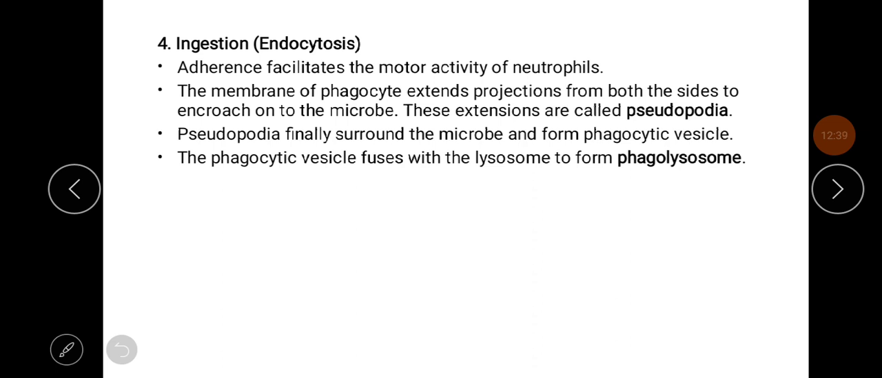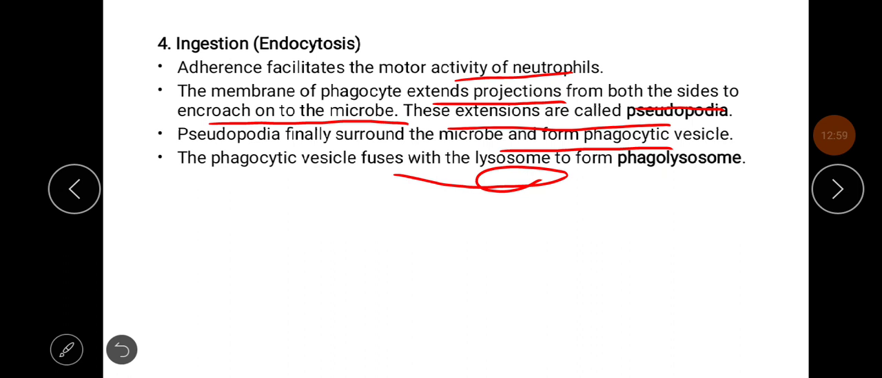Adherence facilitates the motor activity of the neutrophils. The membrane of the phagocyte extends projections from both sides to encroach on the microbe. These extensions are called pseudopodia. Pseudopodia finally surround the microbe and form a phagocytic vesicle. The phagocytic vesicle fuses with the lysosome to form a phagolysosome.